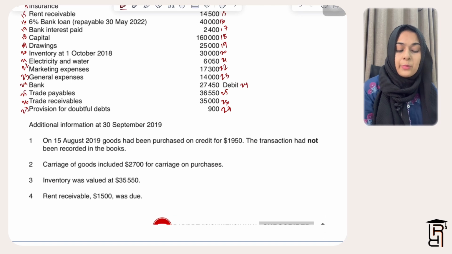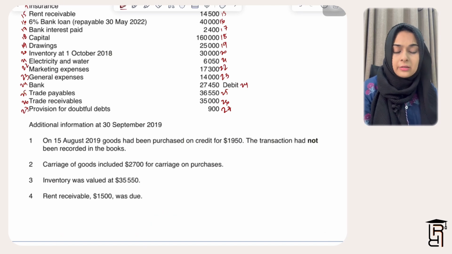Here in the additional information, at 30th September 2019, point number one is that on 15th August 2019, that is within the year, goods had been purchased on credit for 1950. The transaction had not been recorded in the books. So it's like an error of omission. We haven't recorded what we purchased.